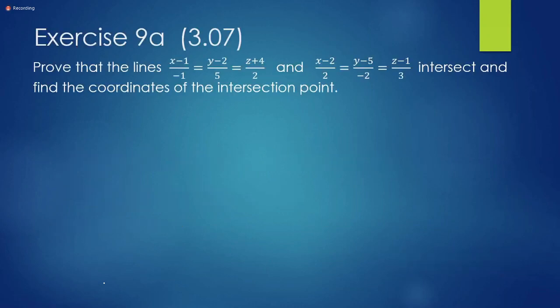So we will start with an exercise from last time, and that is two lines. We didn't have time to discuss this on Monday, so we are doing it now. The task is to prove that two lines intersect and find the coordinates of the intersection point. That would come at the same time, at the same moment.